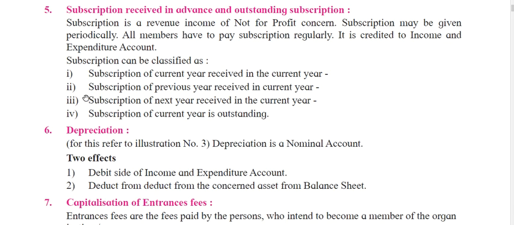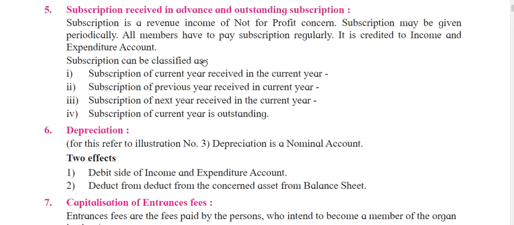The next one is subscription received in advance and outstanding subscription. Subscription is a revenue income of a not-for-profit concern. Subscription may be given periodically. All members have to pay subscription regularly. It is credited to the income and expenditure account, so the subscription received will come on the credit side of the income and expenditure account.